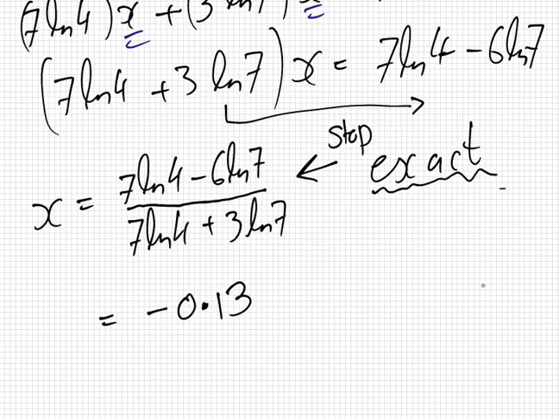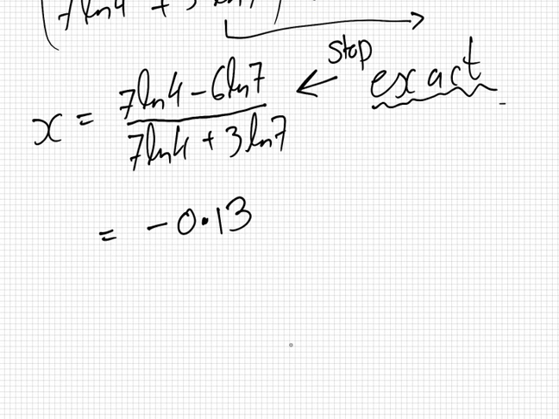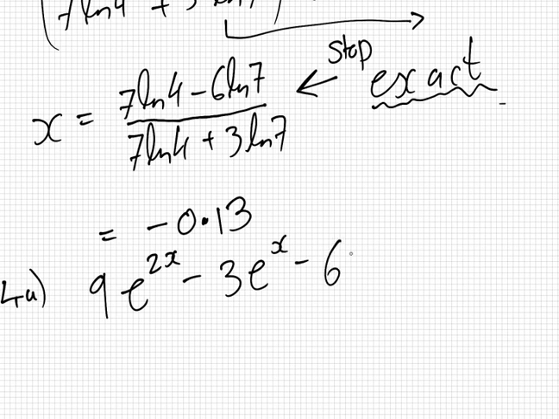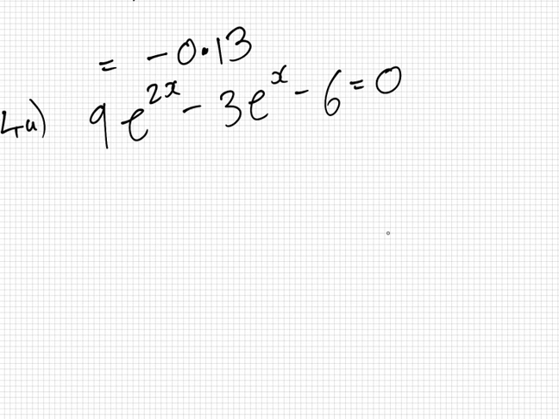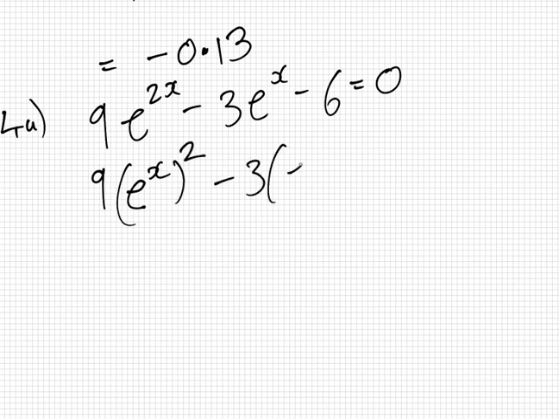Okay, so next example is what do we do with 4a. It looks very similar to your homework question. 9e power 2x minus 3 power ex minus 6 equals 0. It's actually a little bit easier because you can already see that it's a quadratic. e power x squared minus 3e power x minus 6 equals 0.